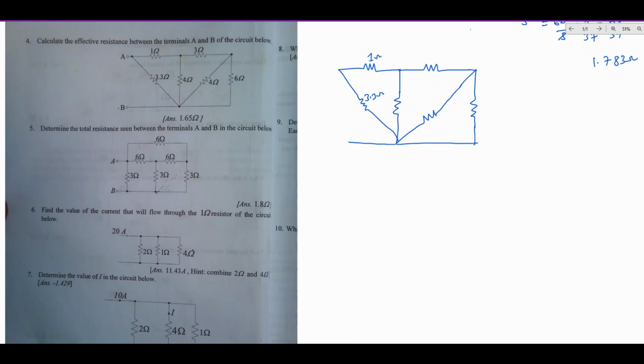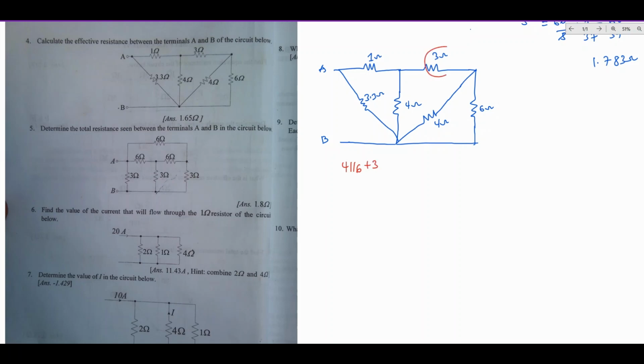We have 4 ohms here, 4 ohms here, and 4 ohms here again. We have 6 ohms here, and 3 ohms here. Then this is terminal A and then terminal B. So you have to find the effective resistance across those two terminals. Let's look at how you are going to do this. This 6 ohms and the 4 ohms resistors are going to be in a parallel connection. You're going to have 4 parallel 6, and then at the end they will be in series with the 3 ohms resistor.